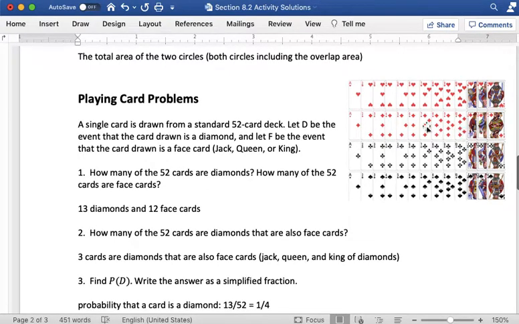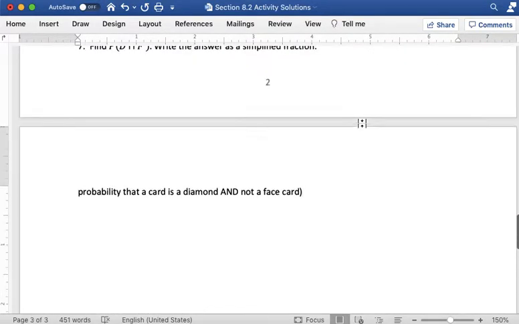There are 10 cards that are diamonds and not face cards. So that's going to be 10 out of 52 total cards. Both of those can be divided by 2, so that's going to be 5/26.